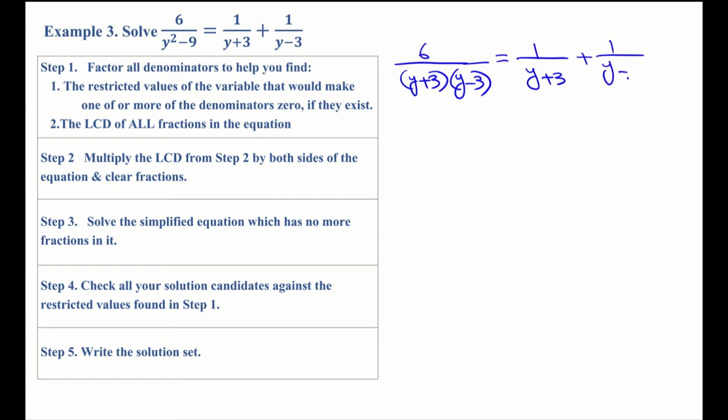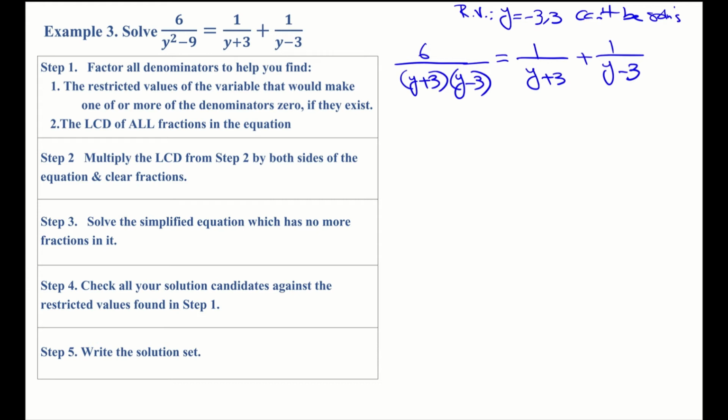All right, now that all denominators have been factored, we can easily find the restricted values of y. Notice that y should not be either -3 or 3, because that would make at least one of these denominators a 0. So for the restricted values, we have y equals -3 and 3 that can't be solutions.